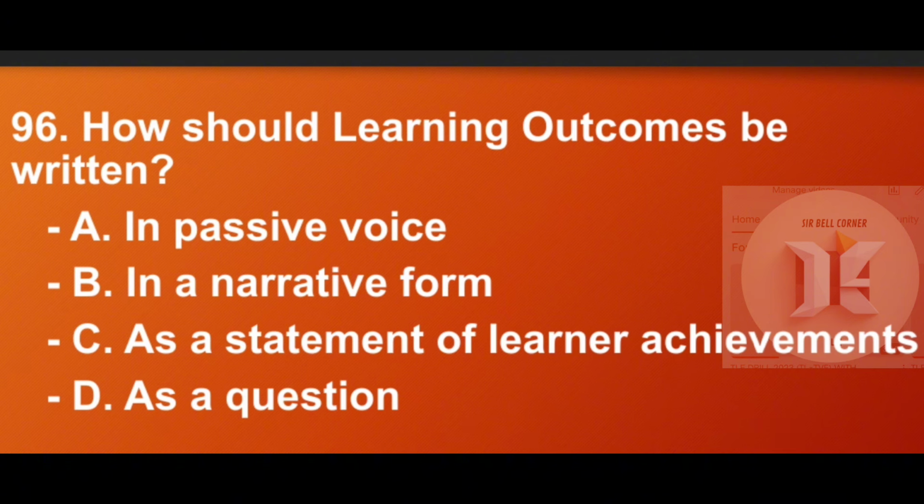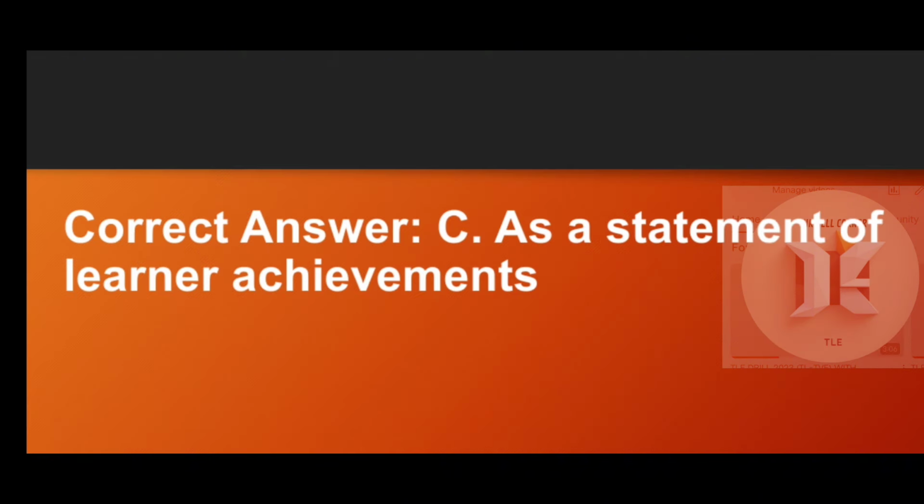96. How should learning outcomes be written? A. In passive voice. B. In a narrative form. C. As a statement of learner achievements. D. As a question. As a statement of learner achievements.